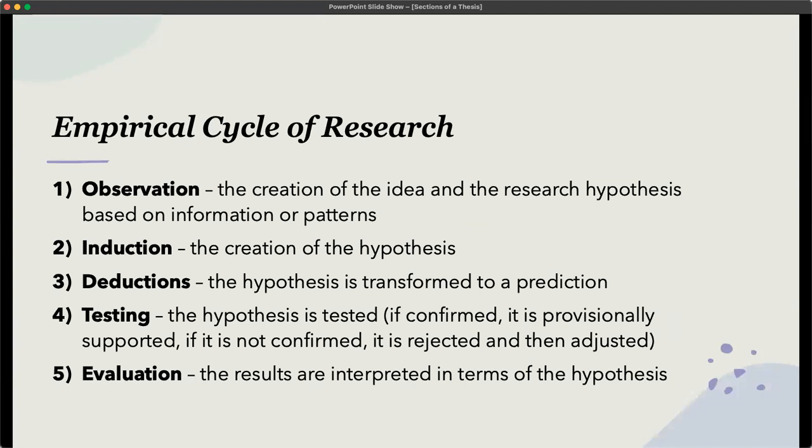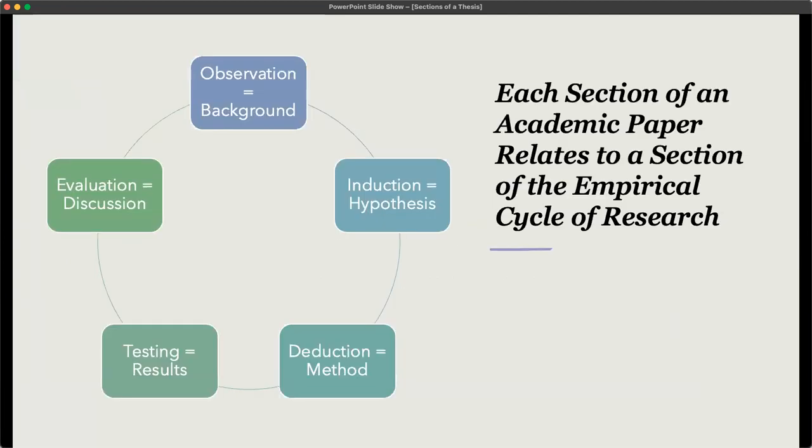Now, how does the empirical cycle of research relate to a thesis? Well, each section of an academic paper relates to a section of the empirical cycle of research. The observation is our background information, our theoretical background, our literature review. The induction is our hypothesis statements. The deduction is our method section. The testing is our results section, and the evaluation is our discussion section and our conclusions.